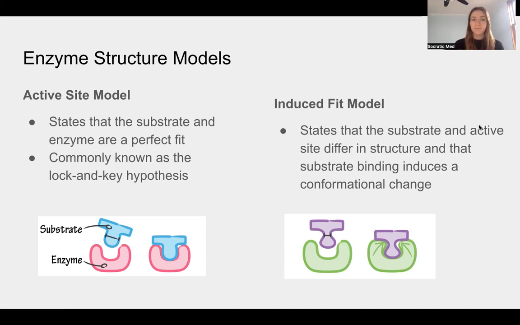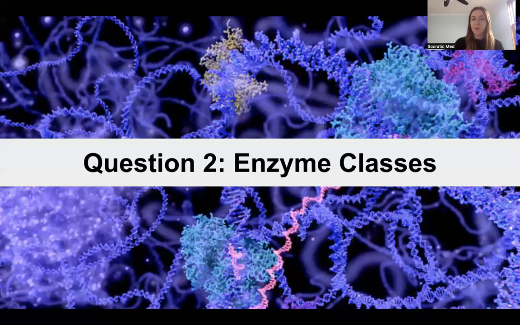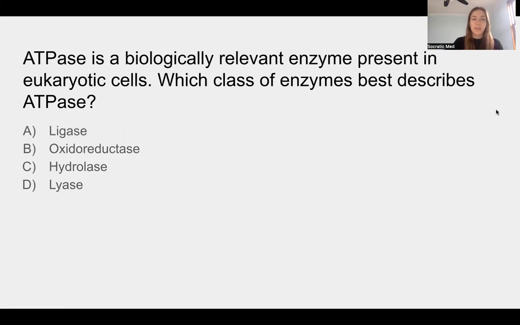All right, question 2. Now we're going to talk a little bit more in depth about those different classes of enzymes. ATPase is a biologically relevant enzyme present in eukaryotic cells. Which class of enzymes best describes ATPase? So take a minute here, pause the video, and answer this question.